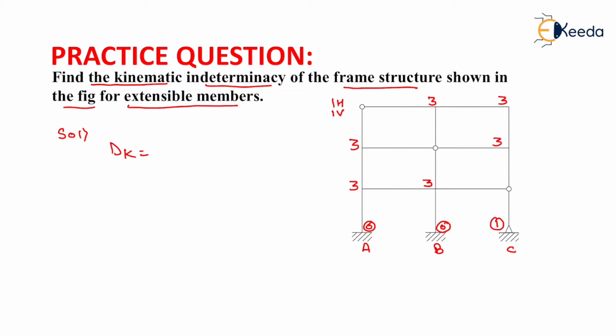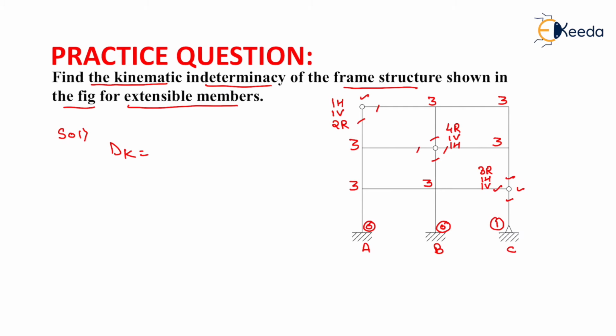So at this internal hinge, two members are connecting, so two rotations will be possible. Similarly, at this internal hinge, four members will be connecting, so four rotations will be possible. One vertical displacement and one horizontal displacement will be there. Now at this internal hinge, three members are connecting, so the possible rotations are three, plus one horizontal displacement and one vertical displacement.